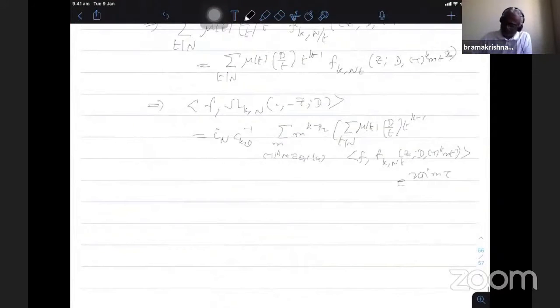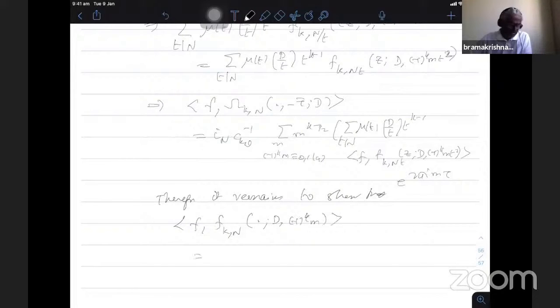So therefore, it remains to show that the inner product of f comma f_{k,n}, d minus 1 4 k m, is given by I n inverse by 2k minus 2k minus 1 binomial 2 power minus 2k plus 2 mod d m power minus k plus half into this r_{k,n} f, d minus 1 4 k. That's what finally I have to prove.